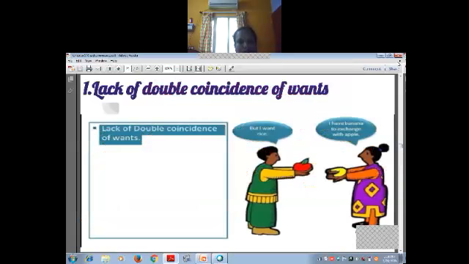First, we are going to see lack of double coincidence of wants. So they have to meet each other, then only they can exchange their goods. That is the lacking there. Okay. So sometimes they are able to, otherwise sometimes they cannot.